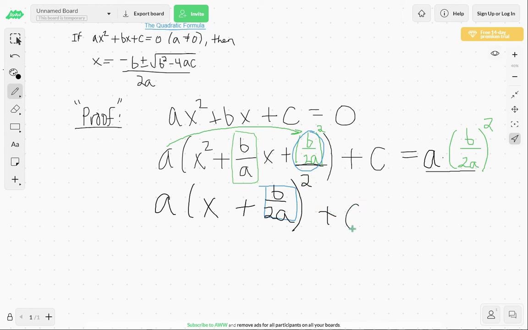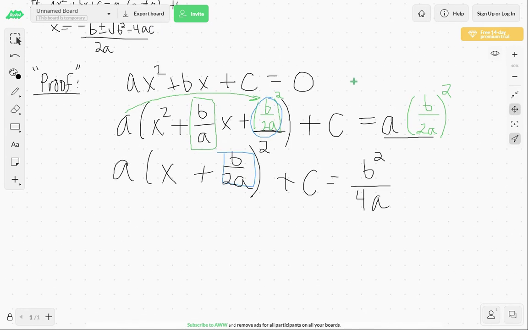plus c is equal to, now we can simplify this a little bit further. We get b squared over 4a squared if we carry out what's in green. So basically we get b squared over, and then we got 1a on top, 2a's on the bottom, so we just get 1a on the bottom, so b squared over 4a. Okay, I'm going to take this, pan it out, zoom it out.